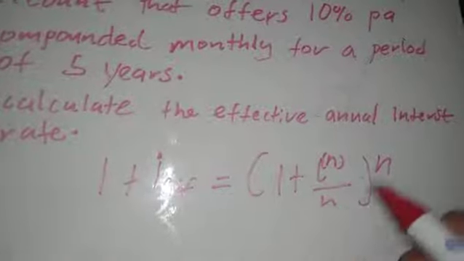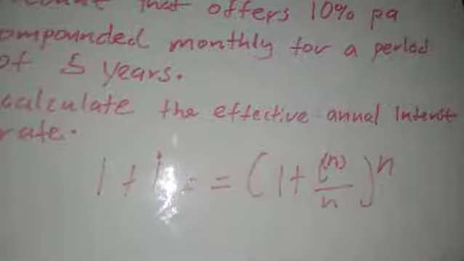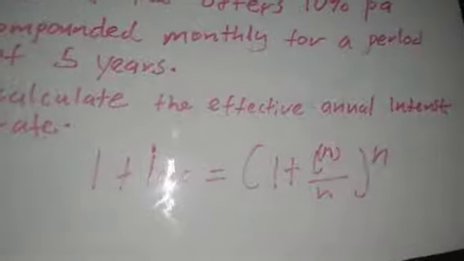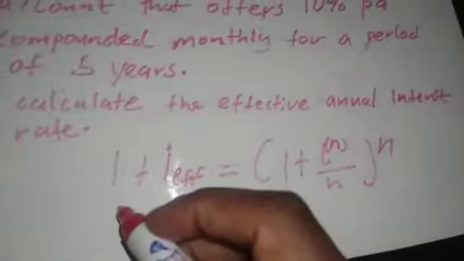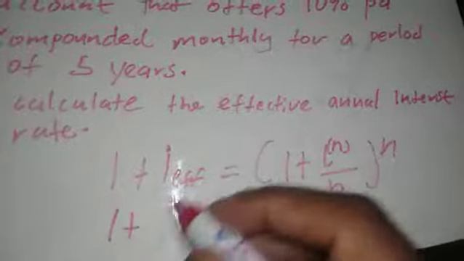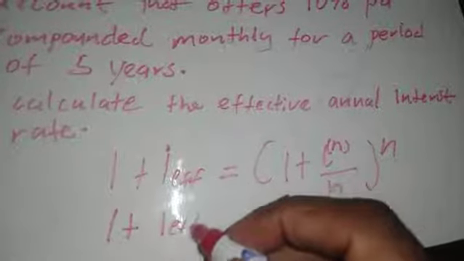Another thing that confuses people is this n. It's the number of times in a year. We don't care about the number of years or whatever. It's only about the number of times a year. So let's start substituting. We have 1 plus, we don't have i effective, because that's what they're asking us to find.